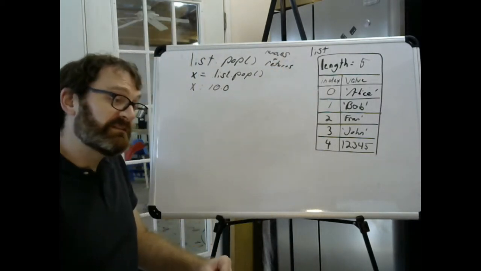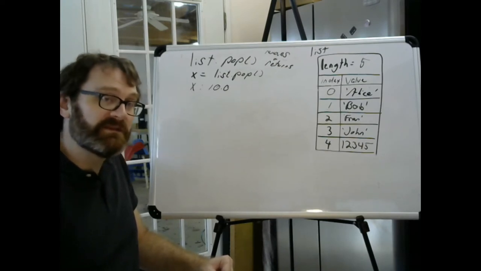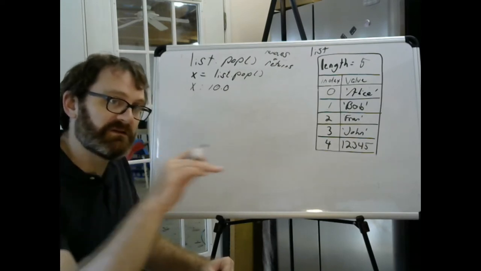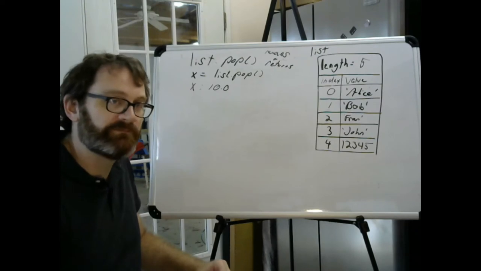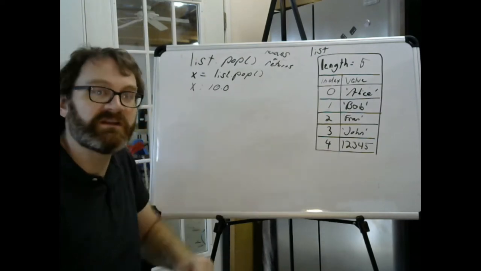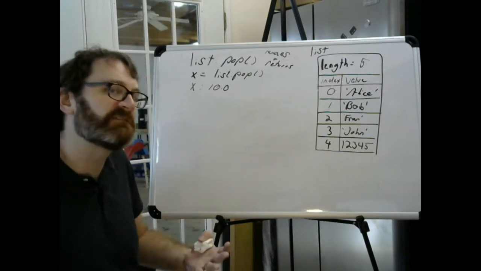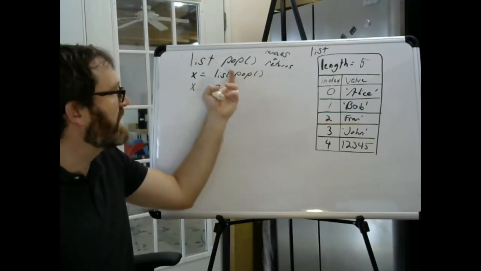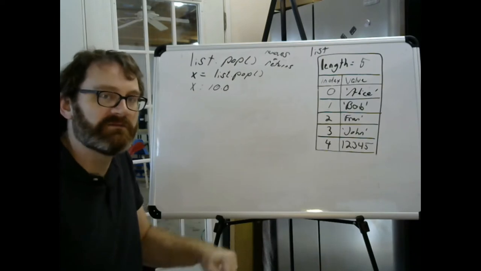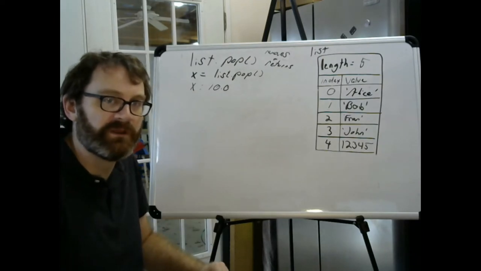Not necessarily the last item you added to the list, definitely the last item you appended to the list. There are other ways of getting items into lists, but it's the one at the highest index is what happens. It removes it and it returns it. Now you don't have to do anything with the value. You can just pop it and get rid of it. Sometimes that's useful as well, okay?